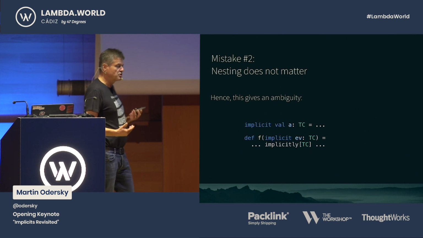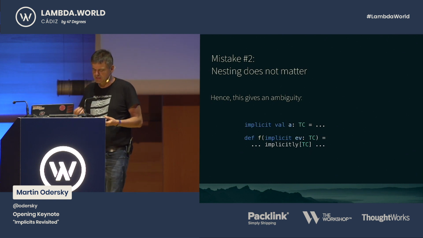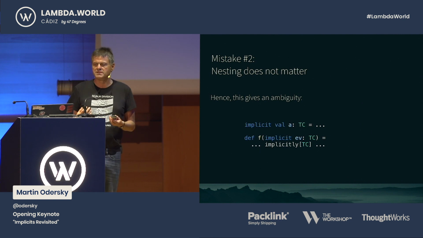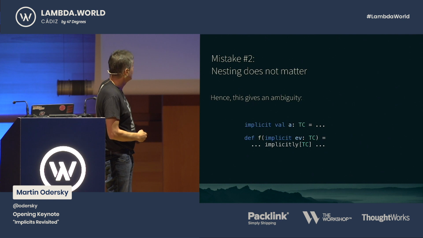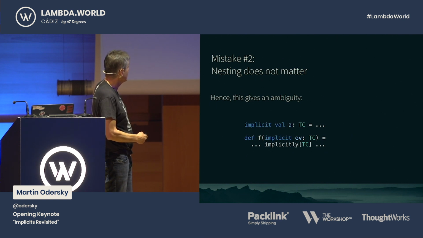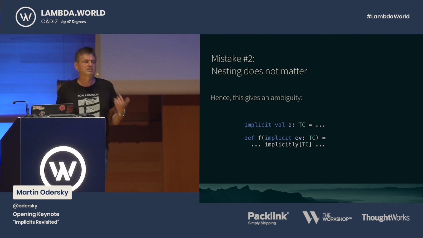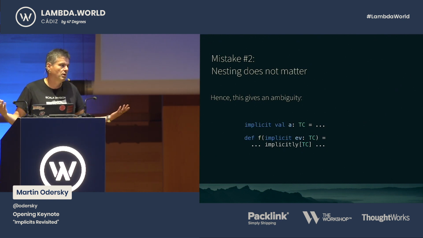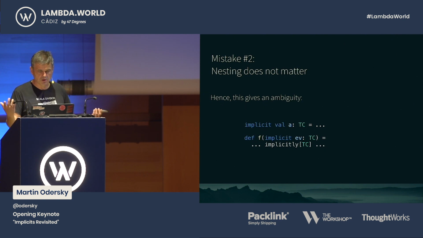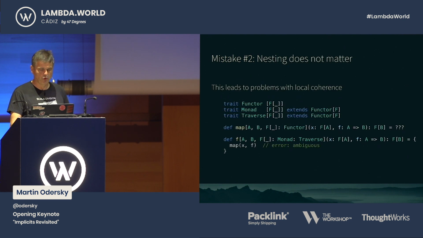The other side of the coin is also problematic: since it's all about names, nesting of things does not matter. So this would give an ambiguity where we have a value A of the type class TC, and then we have an implicit parameter EV of the same type class. And we summon TC. In this case, it wouldn't get the innermost one, the EV parameter, but it would give you an ambiguity. It would say, well, I can synthesize this as A, or I can synthesize this as EV at the same type, so I don't know what to do. It's an ambiguity. That's also problematic, in particular because it causes hairy problems for coherence.